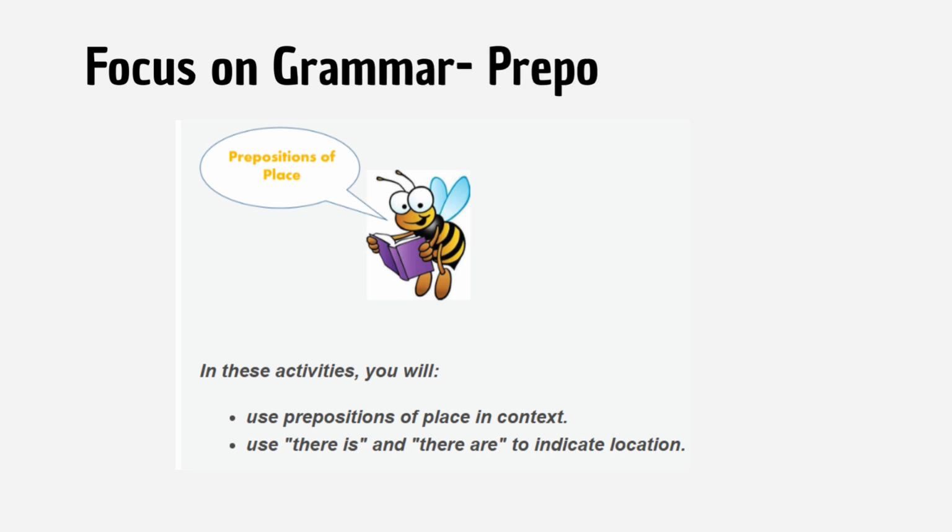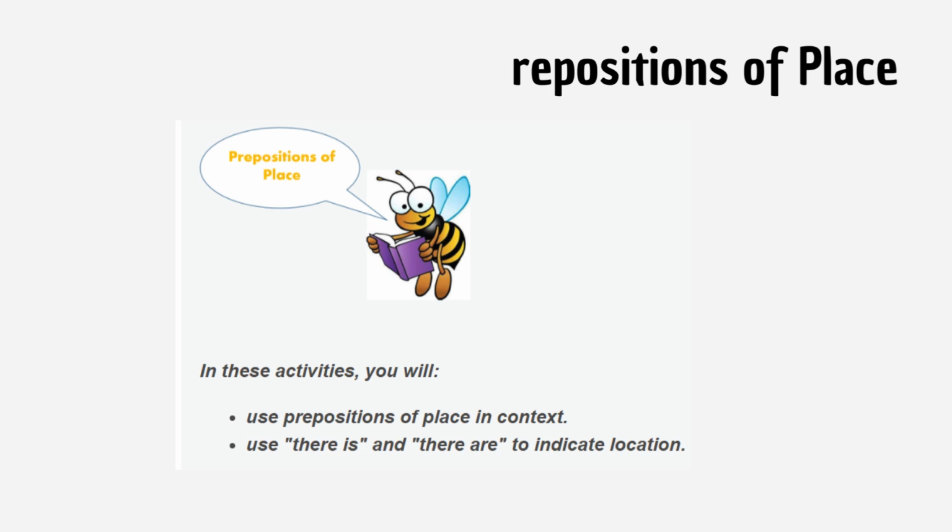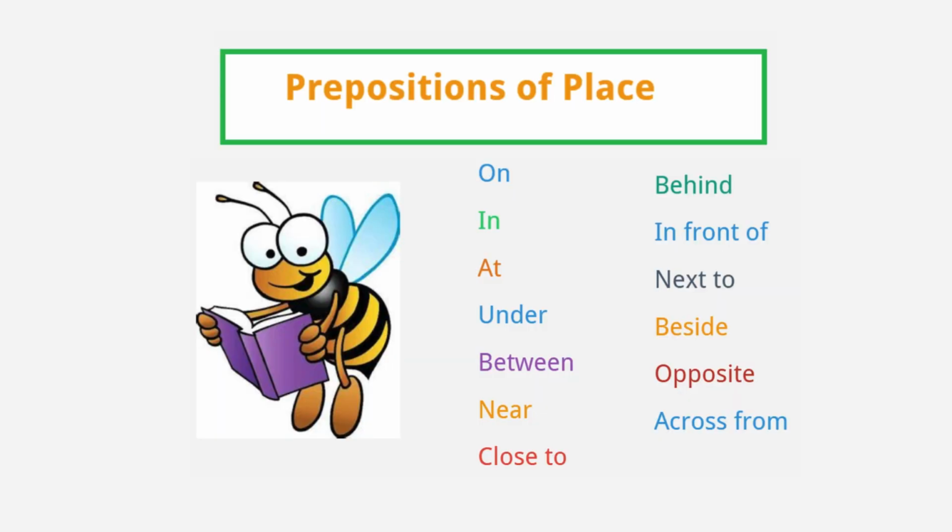Focus on grammar: prepositions of place. In these activities, you will use prepositions of place in context. Use there is and there are to indicate location. Prepositions of place: on, in, at, under, between, near, close to, behind, in front of, next to, beside, opposite, across from.